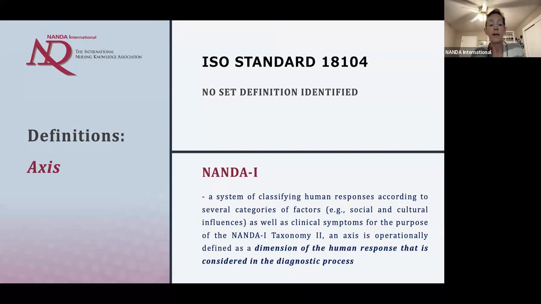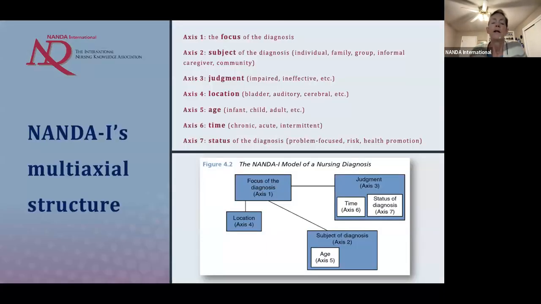The purpose within the NANDA definition of axis is that it's something that helps us as we are considering our diagnostic hypotheses. Is there something within these axes that can help us validate clinically a diagnosis as we are working through the diagnostic process in our minds with our patients? Within our multiaxial structure, we have 7 axes in the current definitions and classification books that you may have on your bookshelf today.